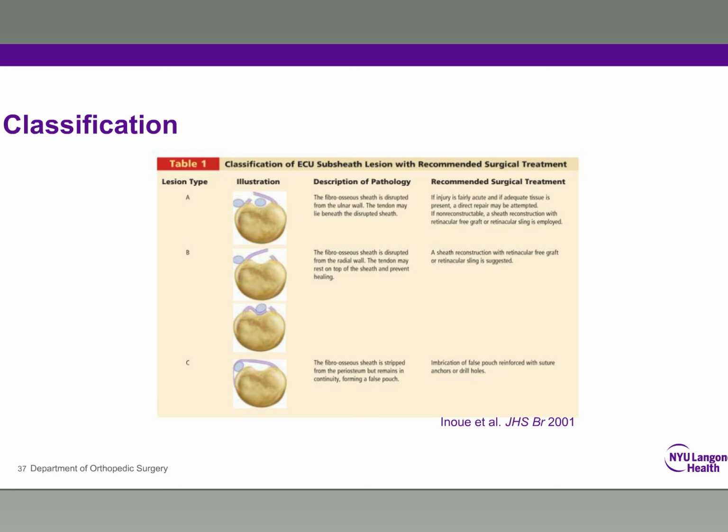The subsheath tear has been classified. We like to classify things in orthopedics, so we have ulnar-sided tears, radial-sided tears, those associated with dislocation of the tendon, and those where a pseudopouch is formed from basically a patulous fibroosseous tunnel.